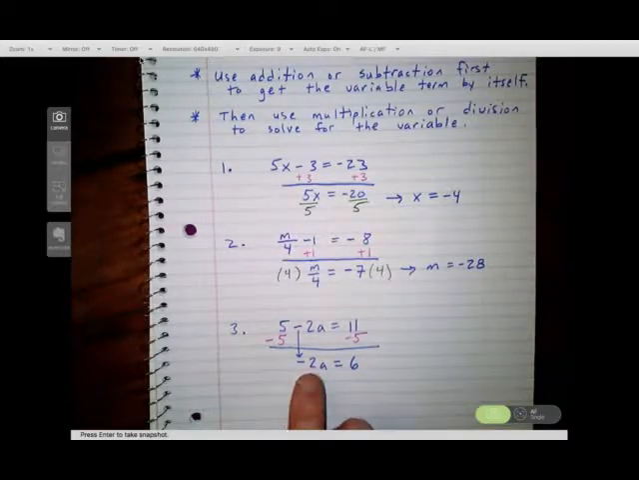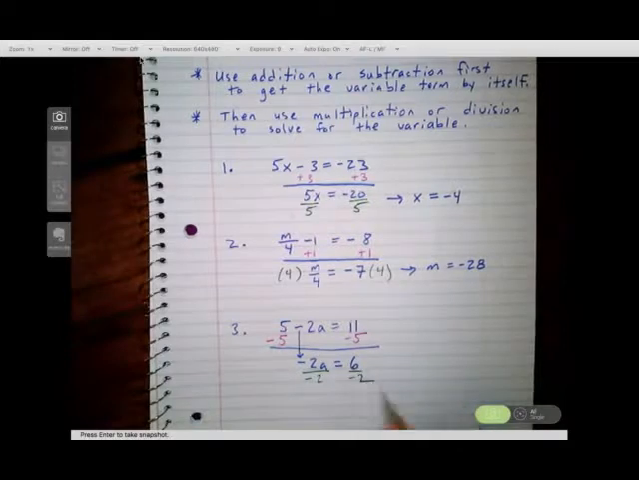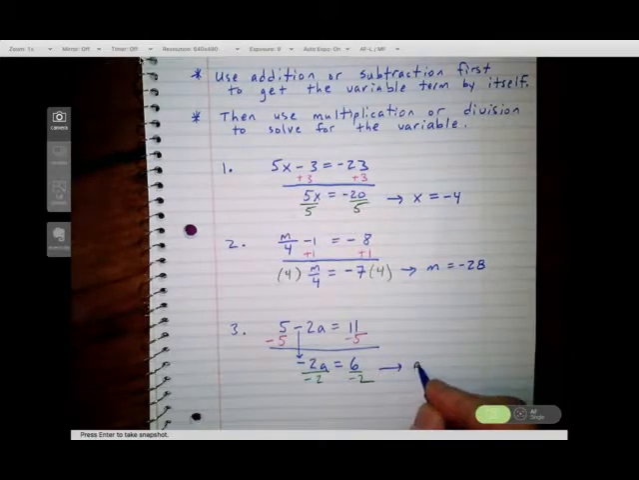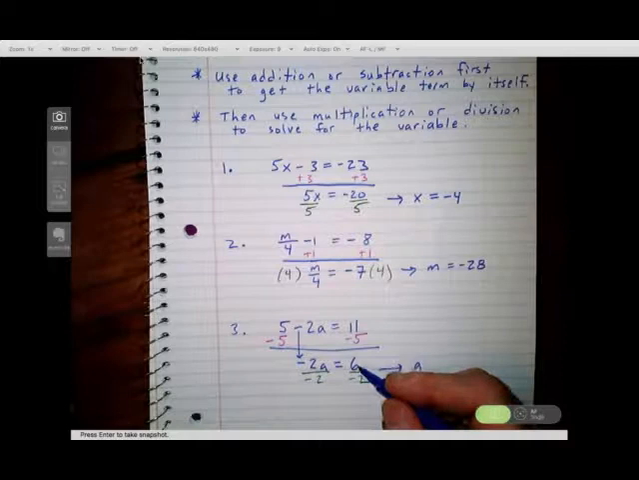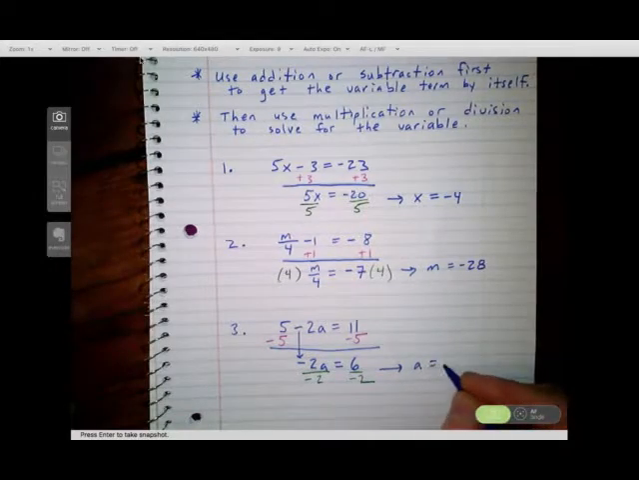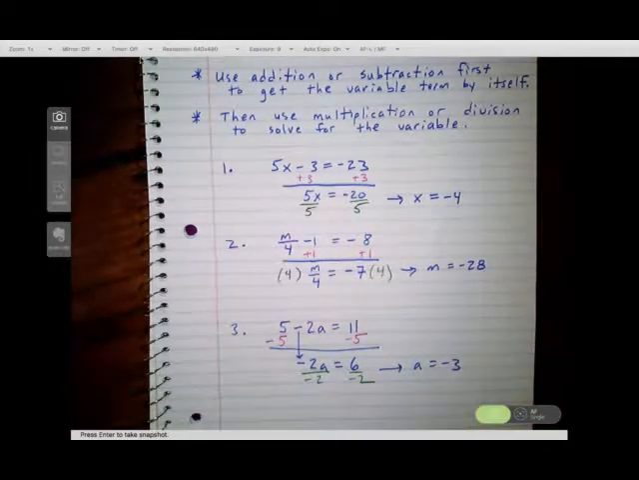So this is negative 2 times a is positive 6. So to undo multiplying by negative 2, I'm going to divide both sides by negative 2. Okay, negative 2 divided by negative 2 is 1. So I have 1a over here. Again, negative 2 divided by negative 2 is 1. And then over here I have 6 divided by negative 2, which is negative 3. So I get a equals negative 3.